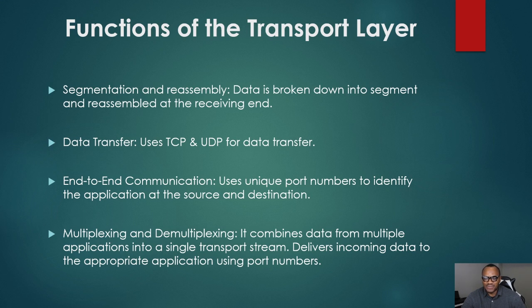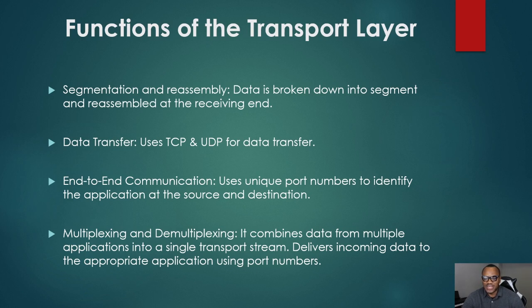It combines data from multiple applications into a single transport stream. And demultiplexing is where it delivers incoming data to the appropriate application using port numbers. It uses source and destination port numbers to identify a specific session or application. For example, it knows that HTTP is on port 80, so any data stream that has a port number of 80 will go to the HTTP channel, and anything that has port 443 goes to HTTPS, and so on and so forth.